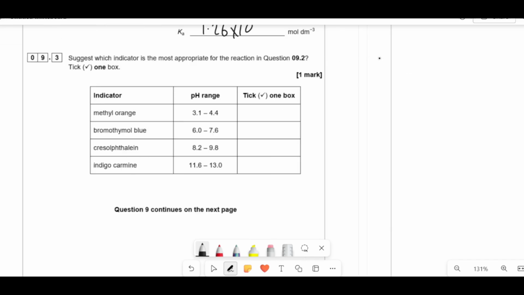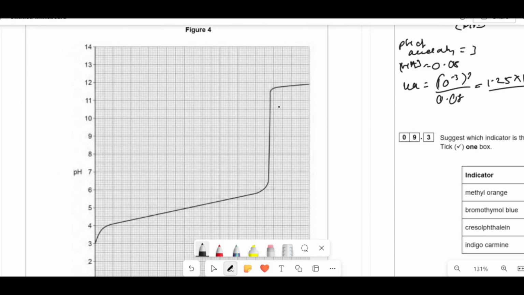It says suggest which indicator is best for this. So for the indicator, you want it to change where you've had a slight amount of acid or base and it changes suddenly, right? So we want it to change within the equivalence point range from here to here. We want it so that it changes really fast, even if you had the teeniest amount above. Whichever one fits this range and is most narrow is the best option.